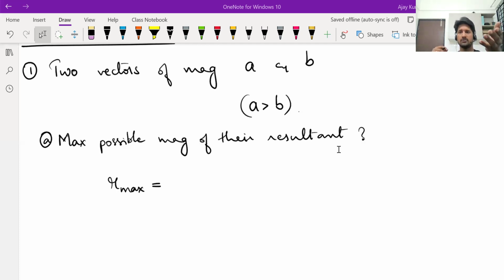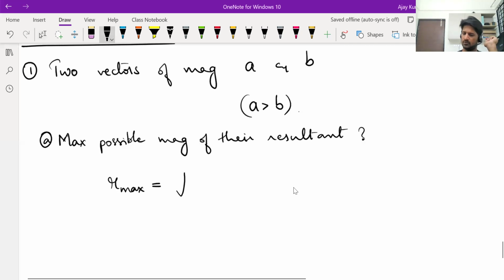So same thing holds for vectors also. Force is a vector only, no? So same thing holds for all vectors. If you want two vectors to produce maximum resultant, they should be in the same direction. If they are in the same direction, angle is 0. So in this question, indirectly the angle is given to you as 0. Then tell me how much will the resultant be? A plus B, correct.